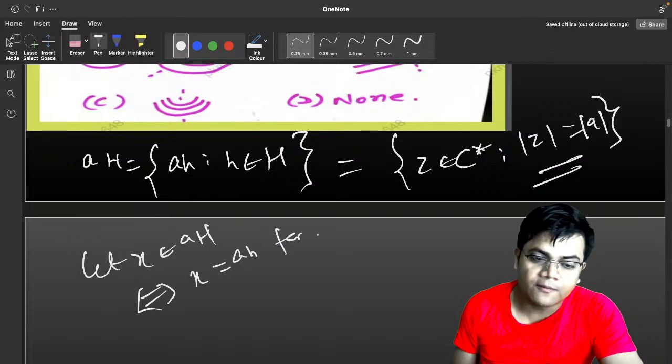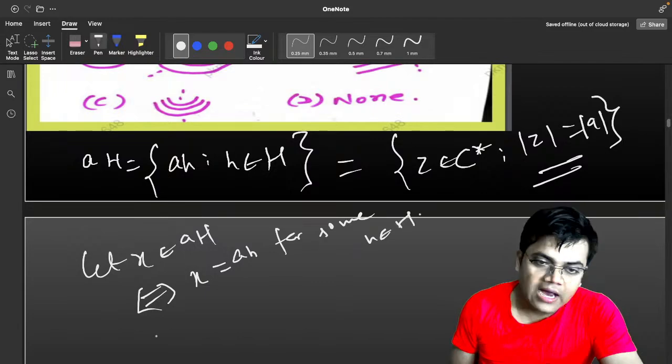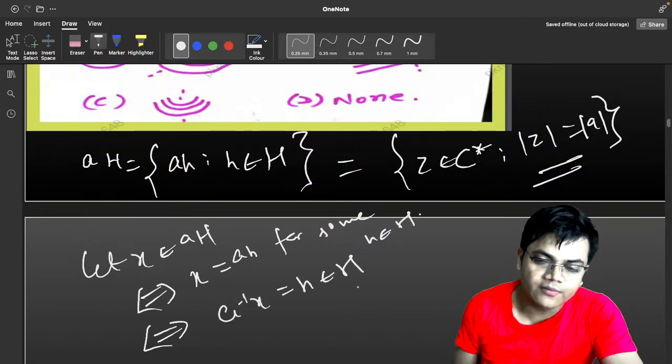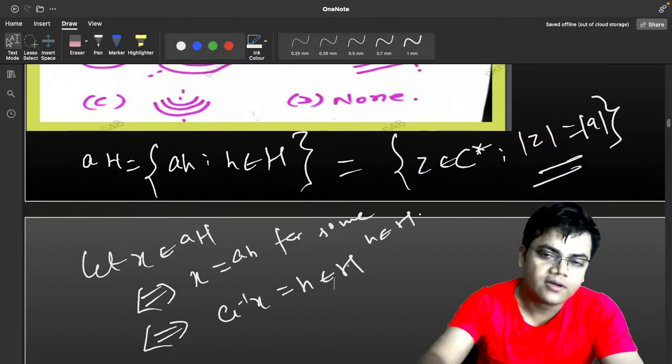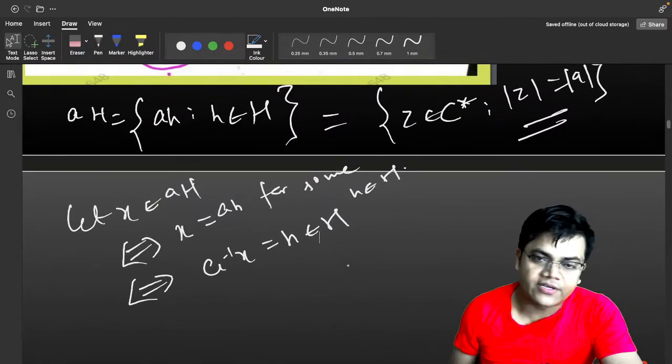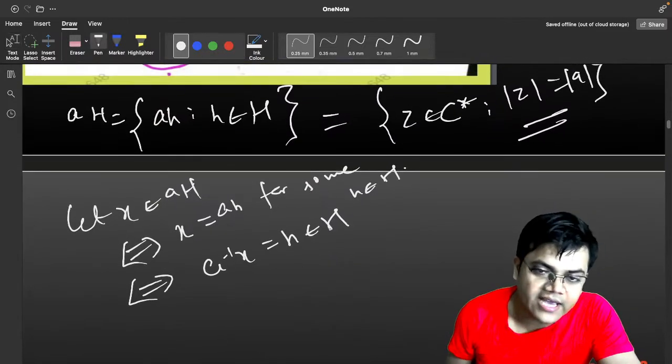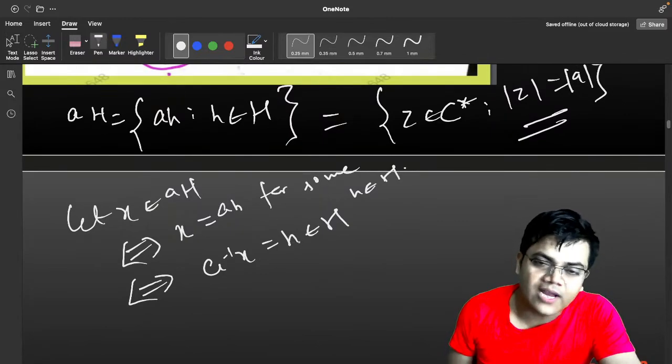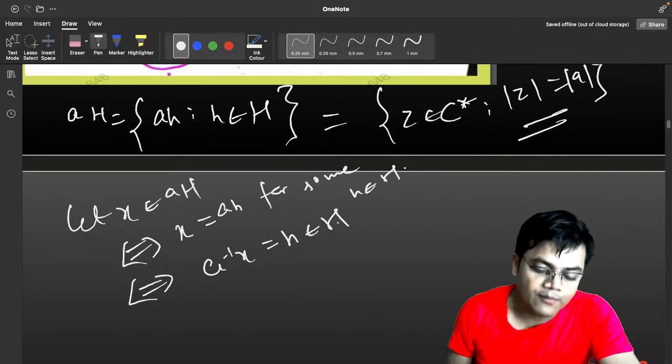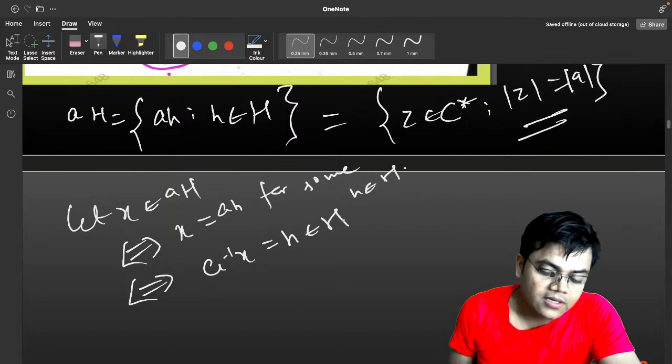For some h in H. And from here you can easily write a inverse x is equal to h, which certainly belongs to H, being a subgroup. By using the subgroup criterion, we can easily see a inverse x is equal to h, where h belongs to H, and h is written in terms of a inverse x. Therefore, certainly this a inverse x belongs to H. Okay, and now what can we see?